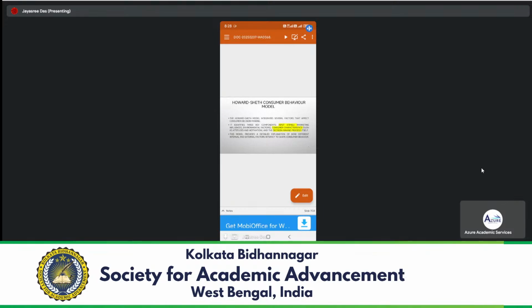Now, again, coming to the example, Starbucks. Starbucks uses this model to analyze how consumer attitudes and motivation, along with environmental factors like store atmosphere, location, influence their coffee buying decisions. This model actually helps them to customize the in-store experience and marketing efforts based on the consumer behavior.